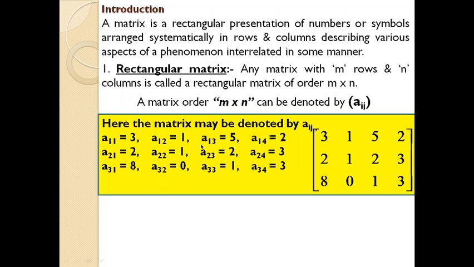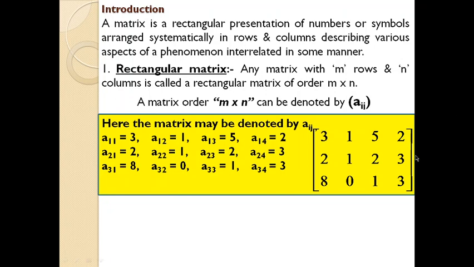Here A1 represents the row, and the 1 after A1, the second one, represents the column. So 1 means first row and the next one means first column. So first row and first column, this is the point where that row and column meet. That's how you represent each element in a matrix.